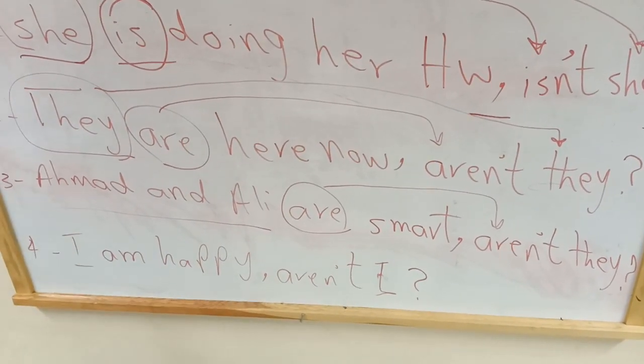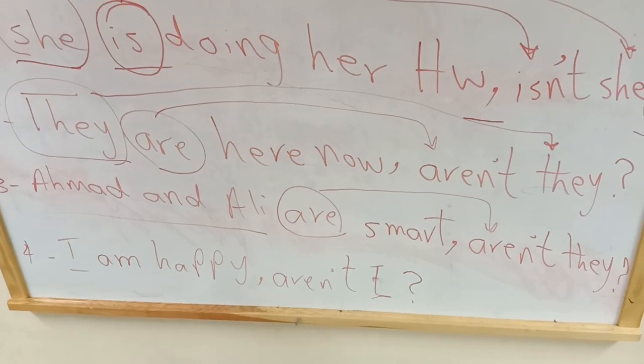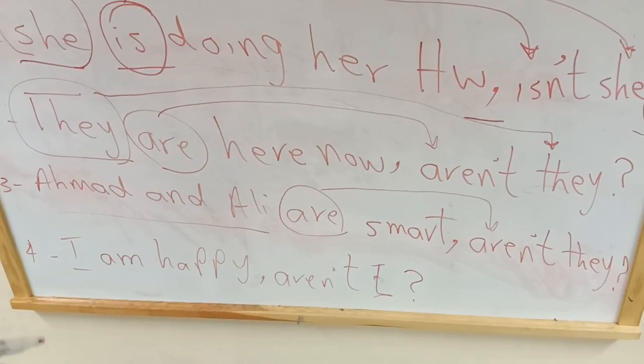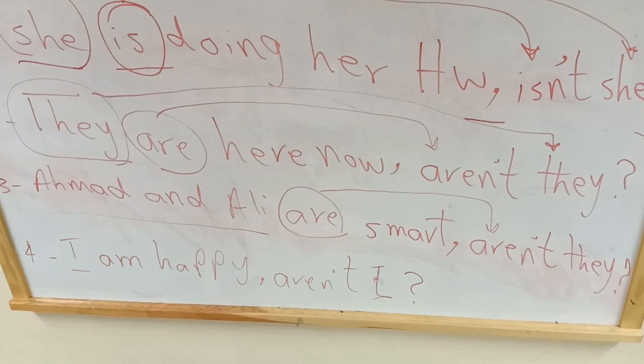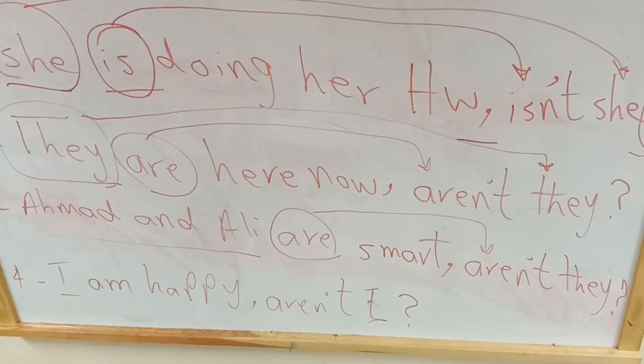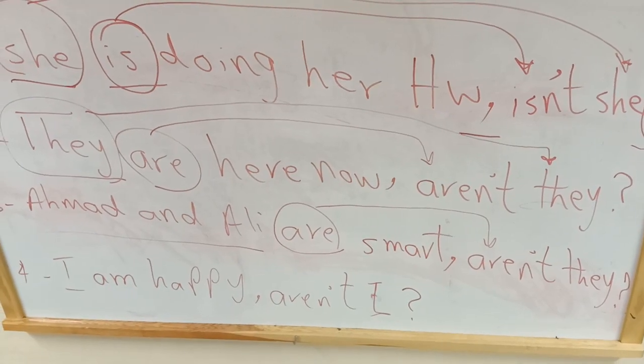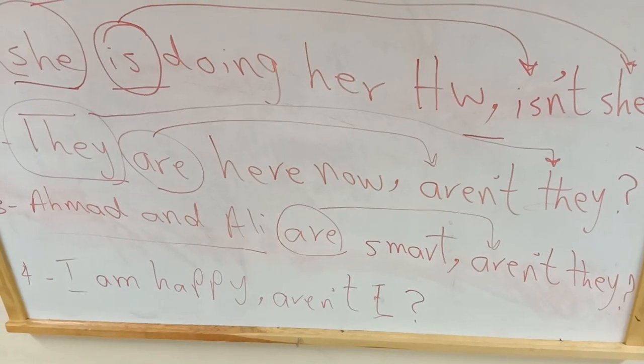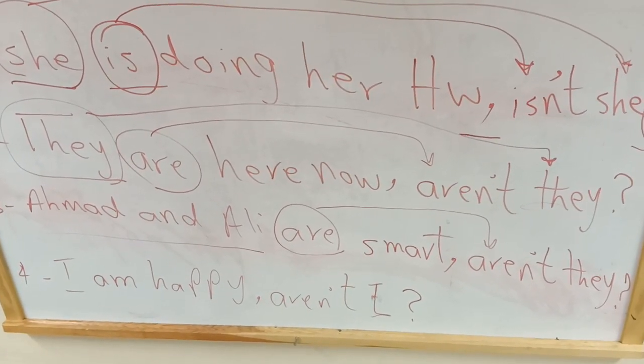Suppose that I have Sarah. Sarah is smart. So after the comma I put isn't, and I need a subject pronoun. What's the subject pronoun for Sarah? She. Okay. What about Ahmed? He. What about the cat? It. Okay, clear for all?